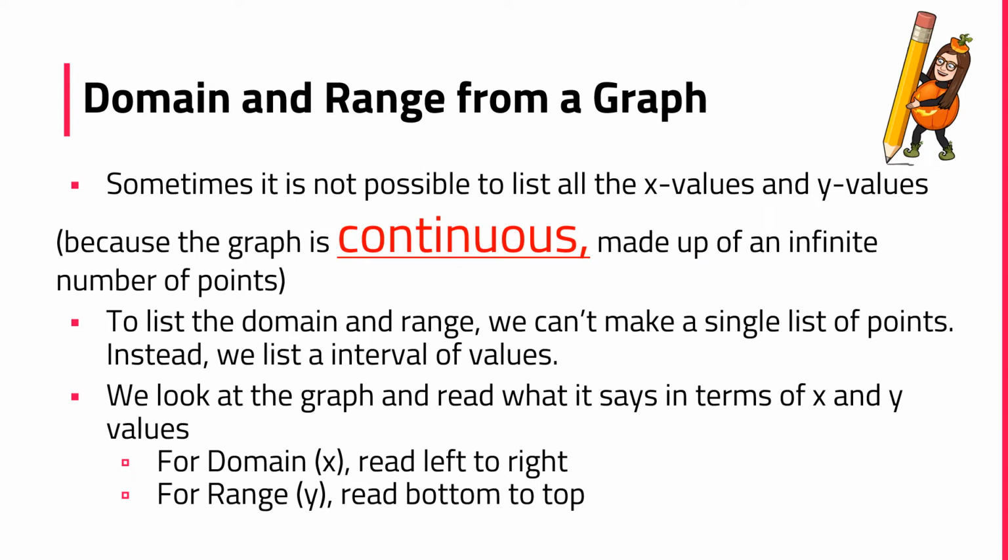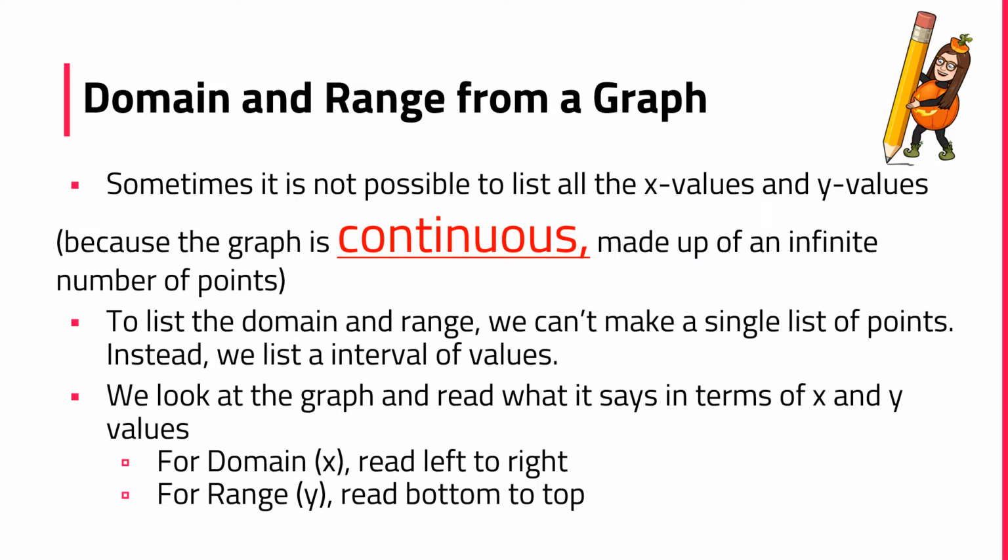So first of all, let's talk about the domain and range from a graph. Sometimes it's not possible to just list the abrupt x and y values because the graph is continuous, meaning every decimal value on that curve is included, or maybe there's an arrow and it goes on forever. So to list the domain and range, we can't make a list of points, so instead we make a list of intervals for the values.